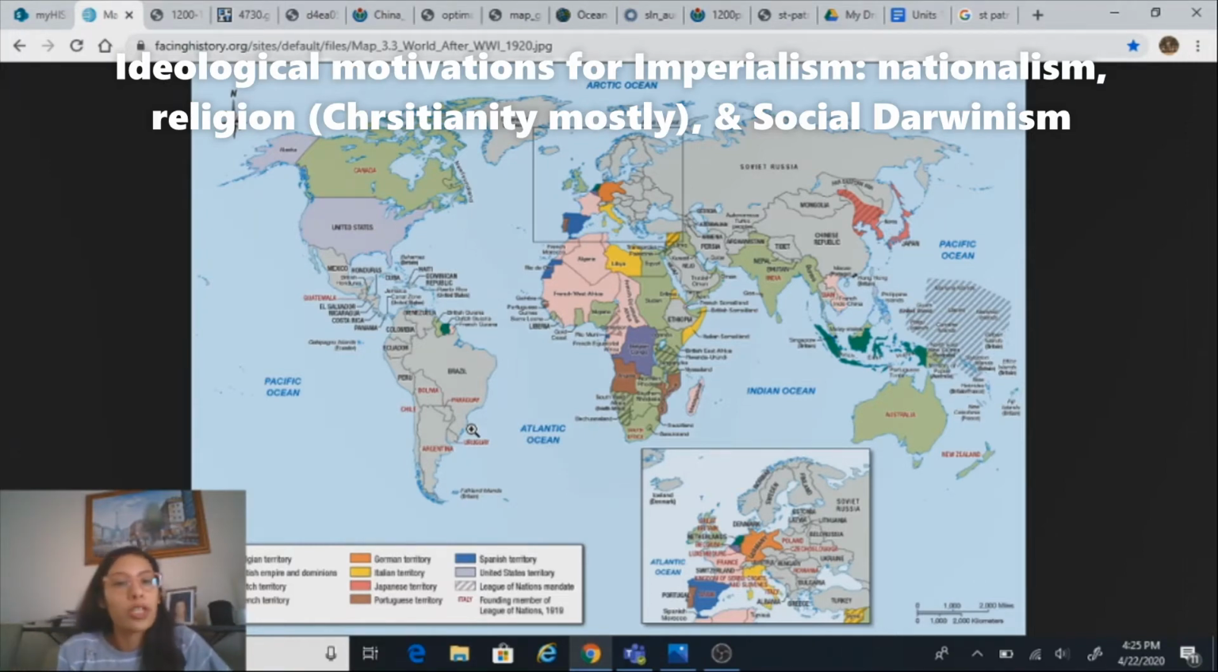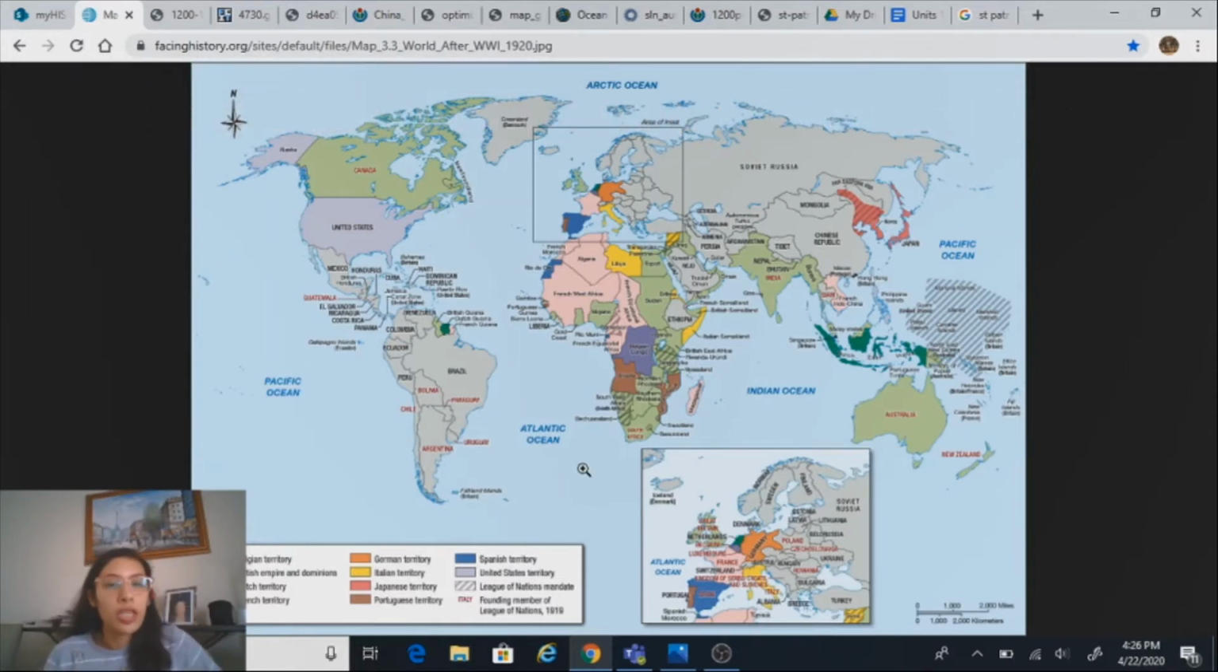Another motivation is going to be religion. So a lot of these countries, especially in Africa and Australia, are not Christian. So the motivation for bringing Christianity to these regions is going to be one of the justifications for imperialism.